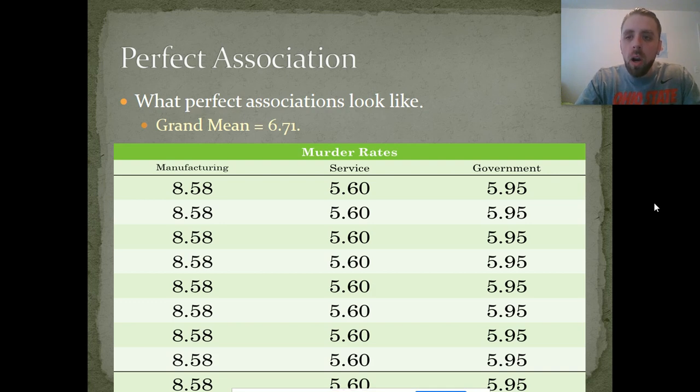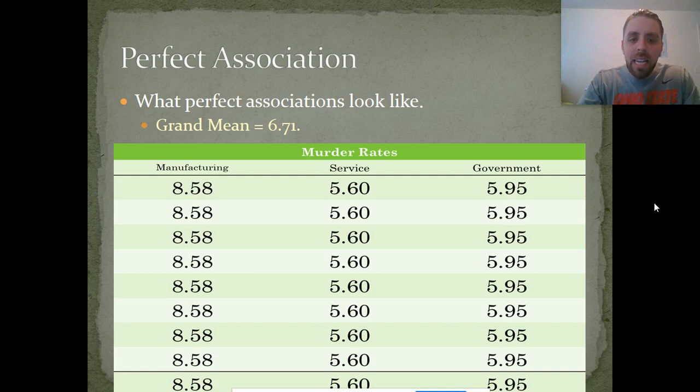So this is a situation where all variation is driven by group level differences. Here, I have 8 manufacturing cities, and every single one of them has a murder rate of 8.58. Therefore, X bar 1, the first group mean, is going to be 8.58. There is absolutely no difference between individual observations and the group mean. But that group mean of 8.58 does differ from the group mean of service sector cities, which is 5.6. However, within that second group, all cities have the exact same value.